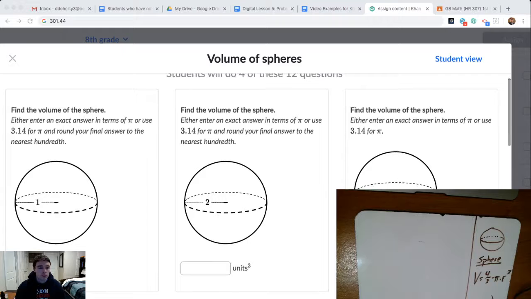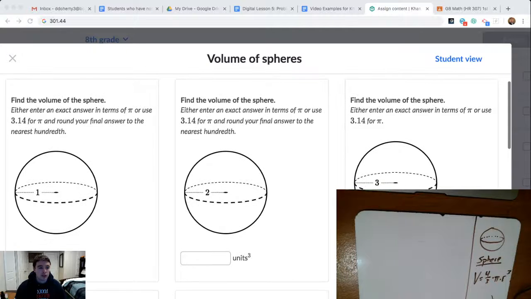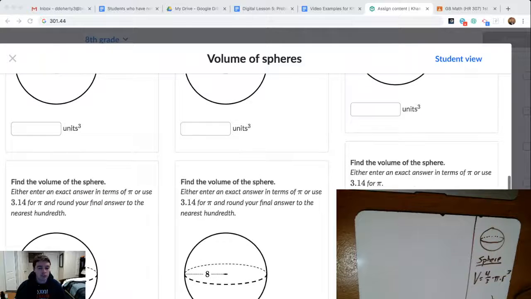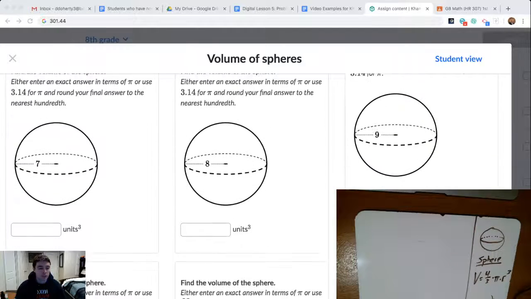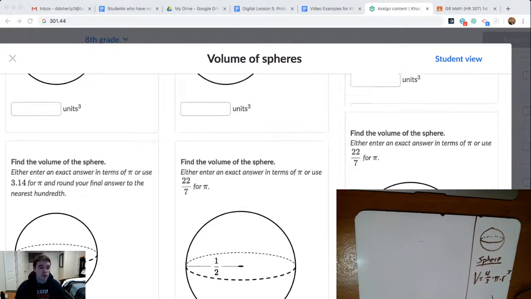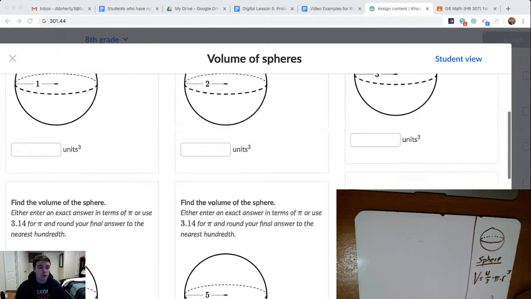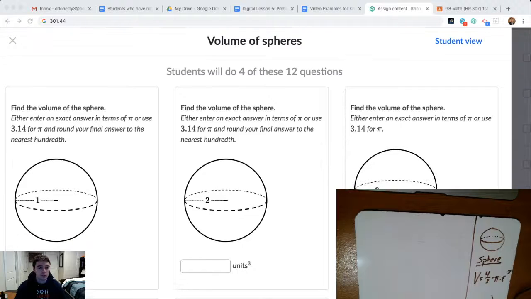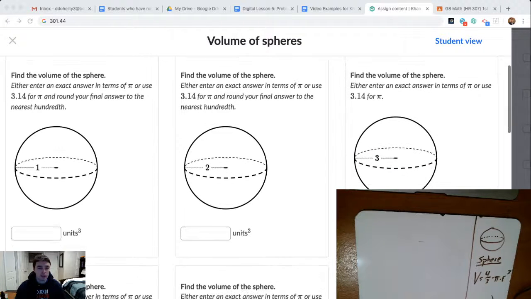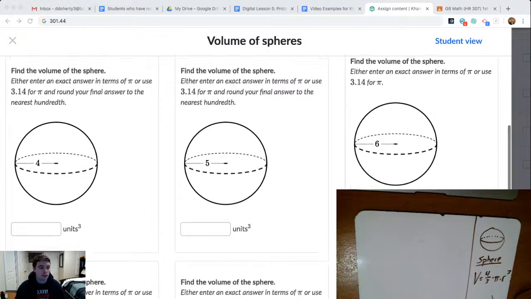So we're going to take a look at one of these problems right away. Every problem you have for this assignment, they provide you with different spheres as you see me scrolling through the different questions you might see here. And then they ask you to use the volume formula to figure out the volume for the sphere provided. So the example we're going to use here, we'll go ahead and take this one right here.